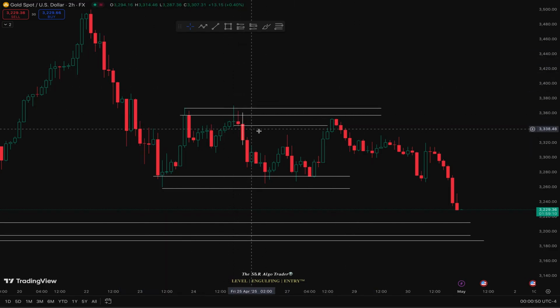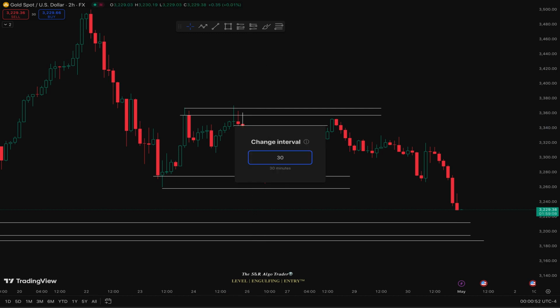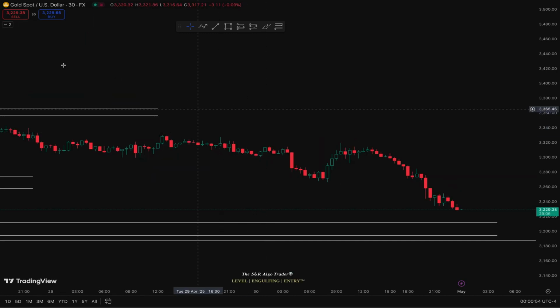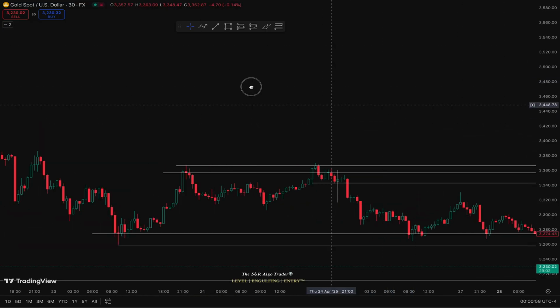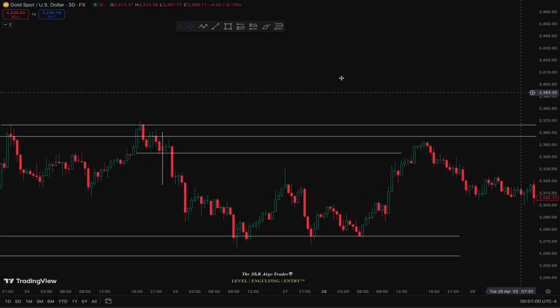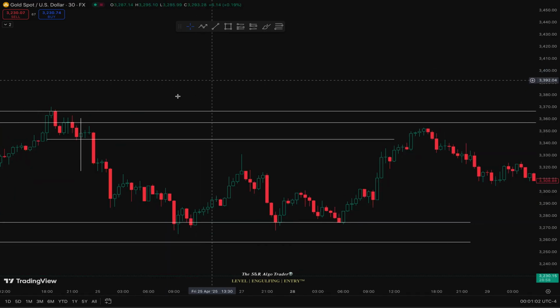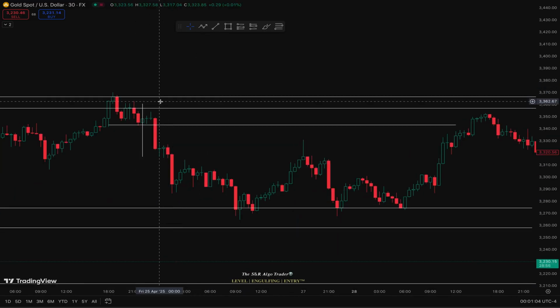So upon marking my level, I'll just go to the 30 minutes time frame. I start from 30 minutes down to 15, down to 5 minutes for entry. So first area is the 30 minutes time frame. On the 30 minutes time frame, we look for fair value gaps, we look for order blocks, we look for breaker blocks.